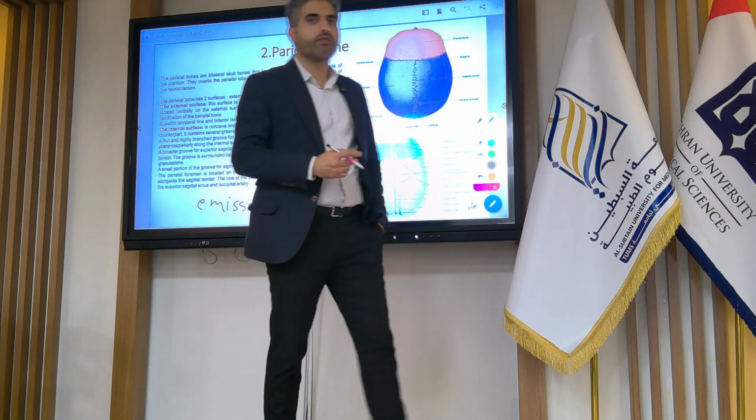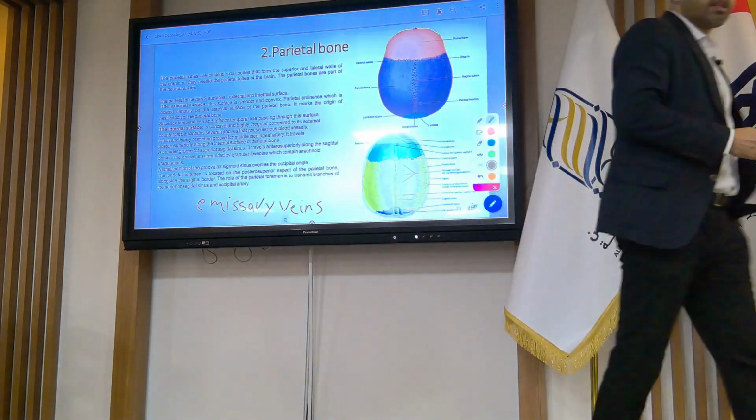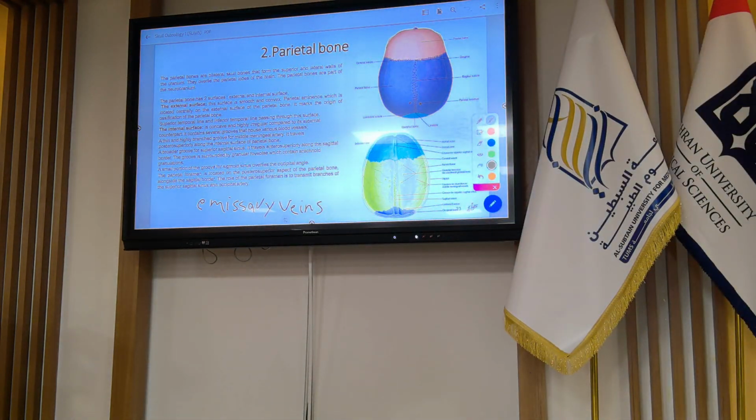We have some veins in the skull. We call them emissary veins. Emissary veins are very small veins, and they connect the veins from outside of the skull to the inside of the skull. So what is the benefit? They can balance the pressure of the veins inside of the skull and outside of the skull. Balance the blood pressure. Emissary veins.